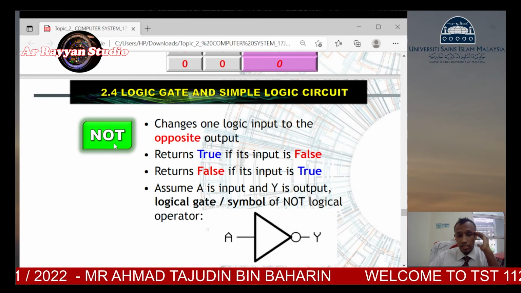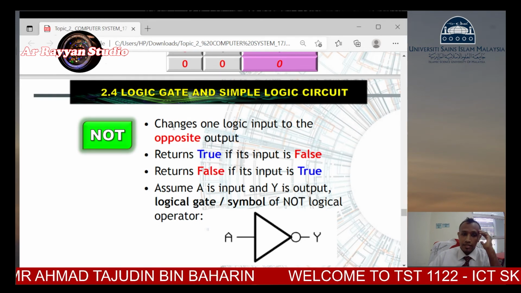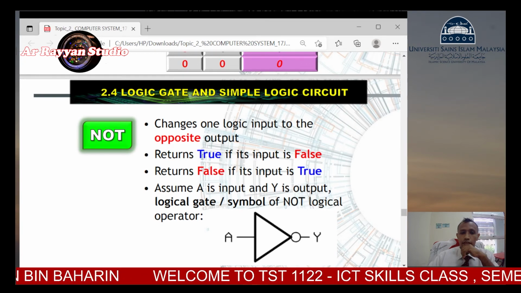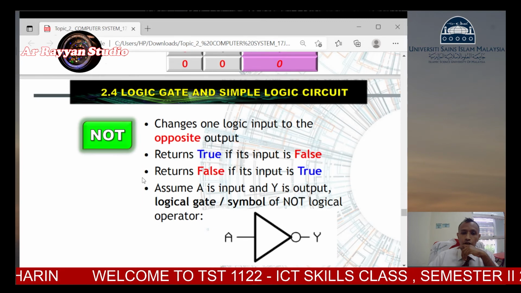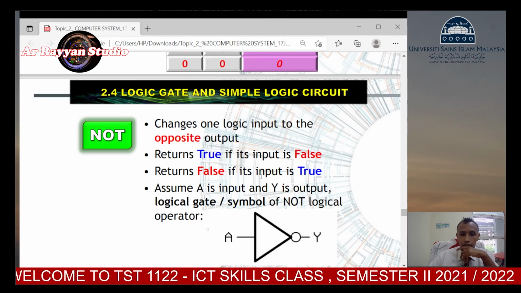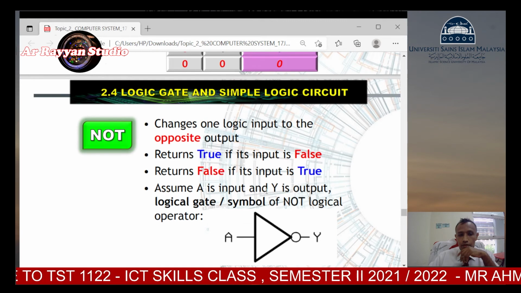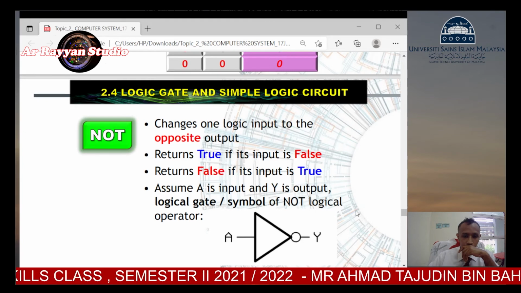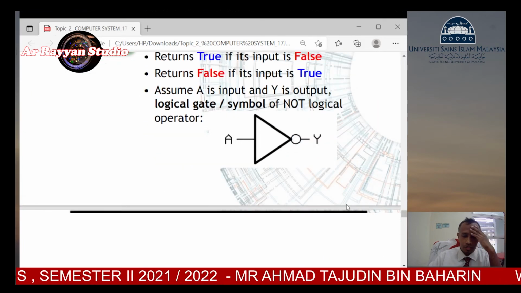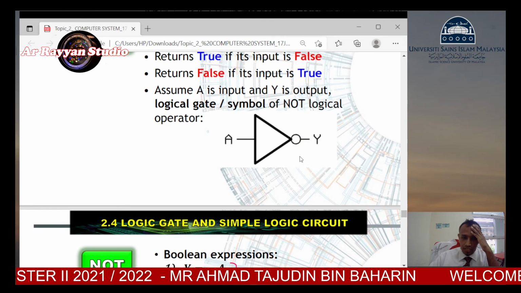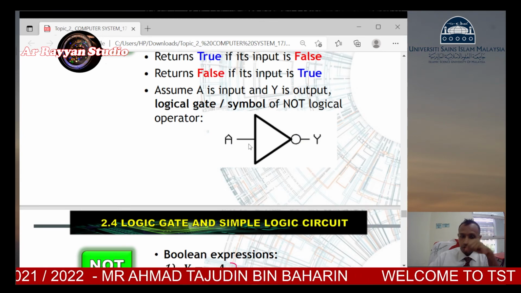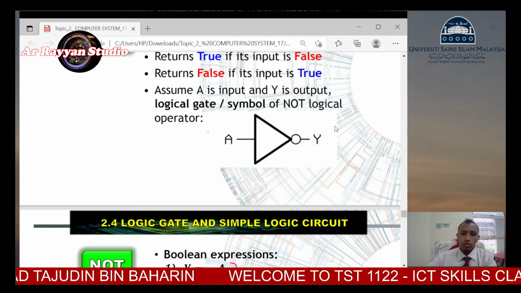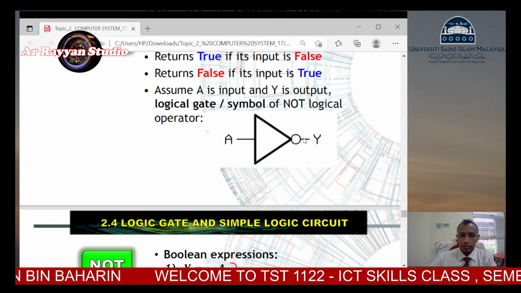So next logic gate is NOT. Right? NOT means that the change one logic input to the opposite output. Right? It return true value if the input is false. Return false value if input is true. Right? Assume A is input and Y is output. Okay, this is the logic gate of the not. Okay, selalunya dalam ni dia akan bagi satu input, satu output. Okay, ni yang dikatakan sebagai not.